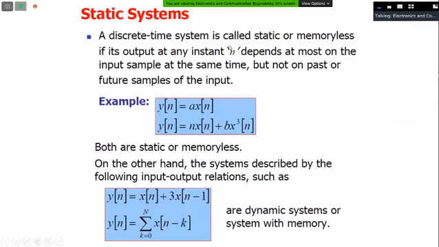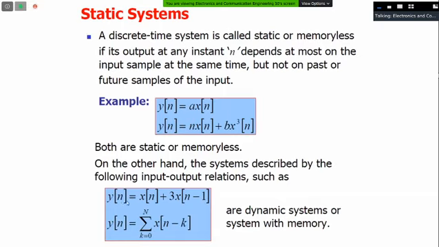Let's look at the static systems first. In the case of static systems, a discrete time system is called static or memoryless if its output at any instant, for example, y[n] is the output and x[n] is the input, at any instant depends at most on the input sample at the same time, but not on past or future samples of the input. So in this system, the output depends only on the present input sample, but it doesn't depend on past or future samples of the input. So this is a static system.